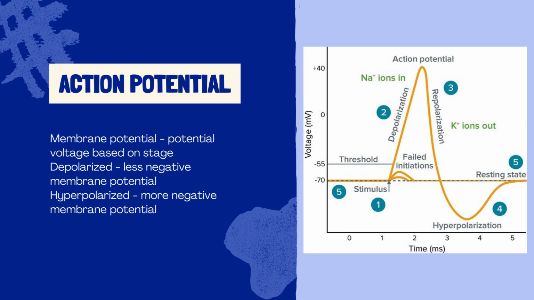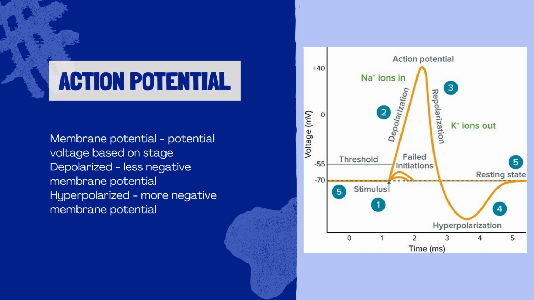Action potentials. This action potential, also called a membrane potential, is a potential voltage based on each stage of it. The first stage is like normal, and then there's depolarization, which makes the membrane potential less negative. And then there's repolarization, which makes it more negative and goes down into hyperpolarization, which makes it even more negative than necessary, which makes it go to equilibrium again, which is the resting state.